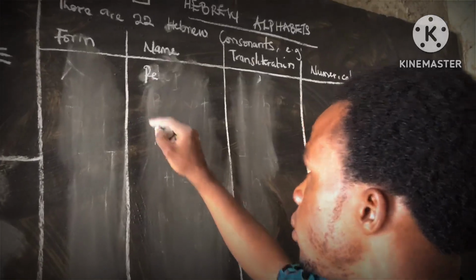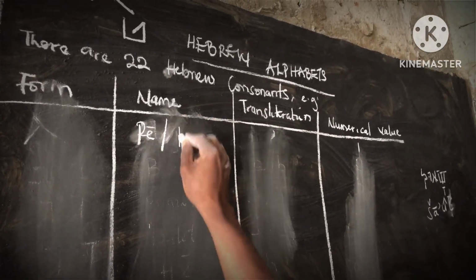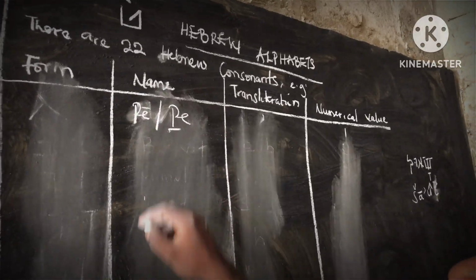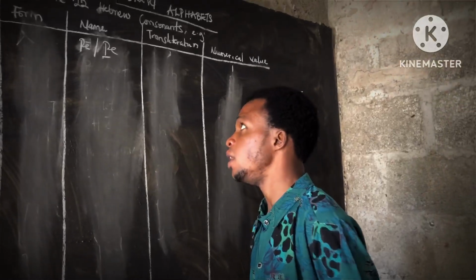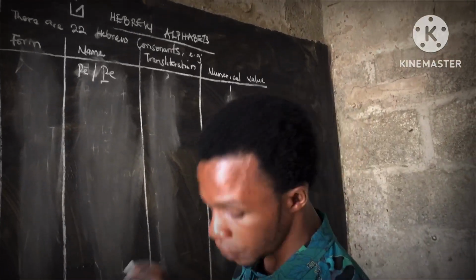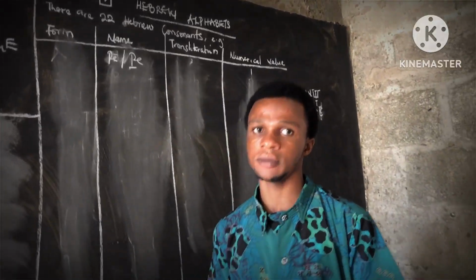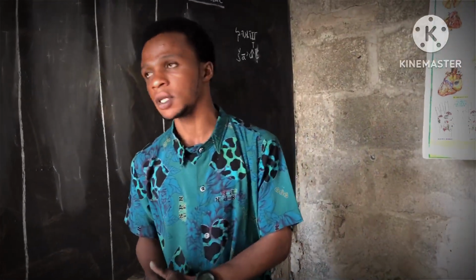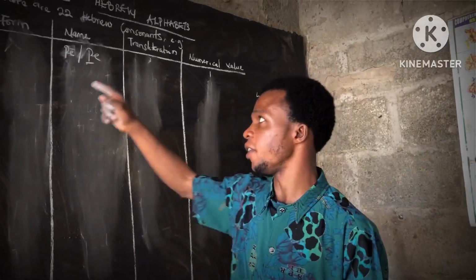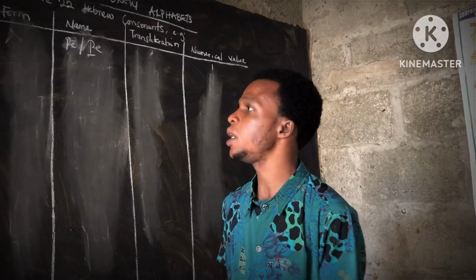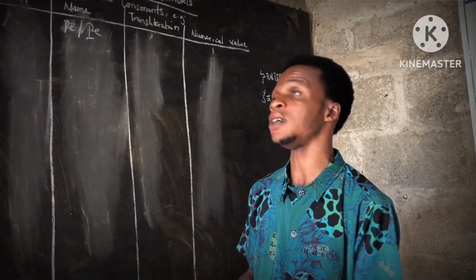You can call it Pay or Fe. Now, Pay or Fe is written like this. Pay or Fe has three forms. When you call it Pay, it is a different form. When you call it Fe, it is a different form. And when it appears at the end of a word, it takes the final form.